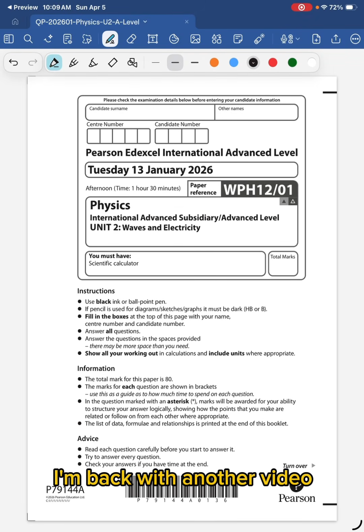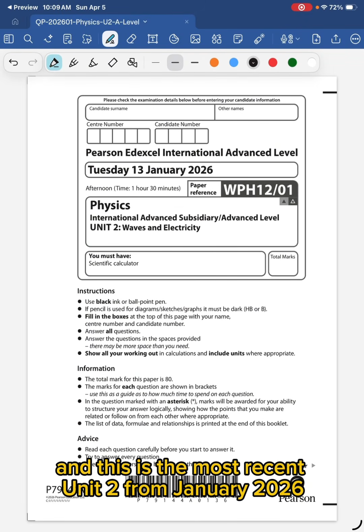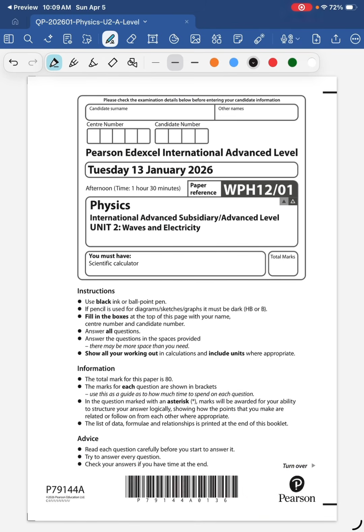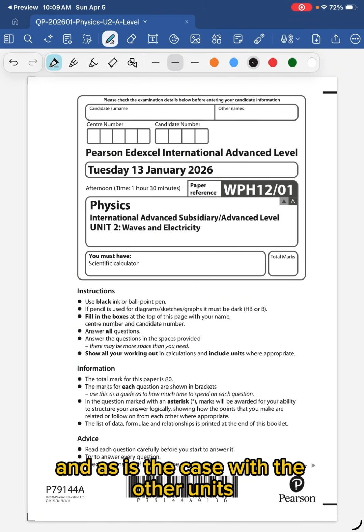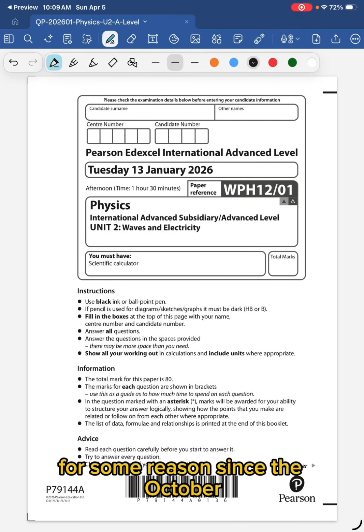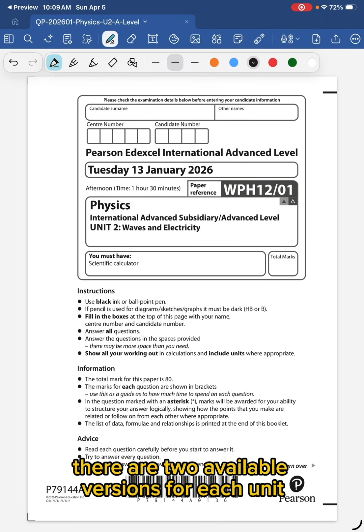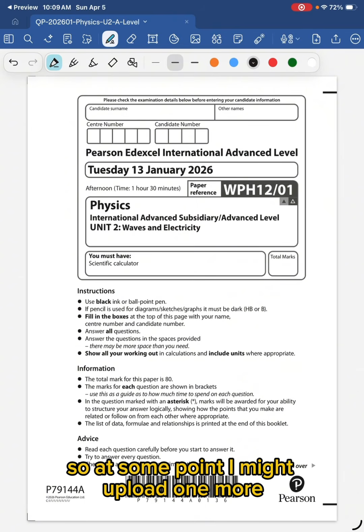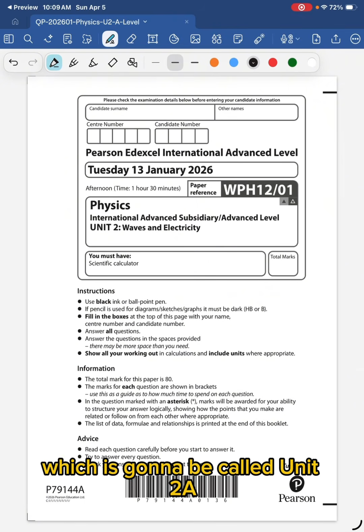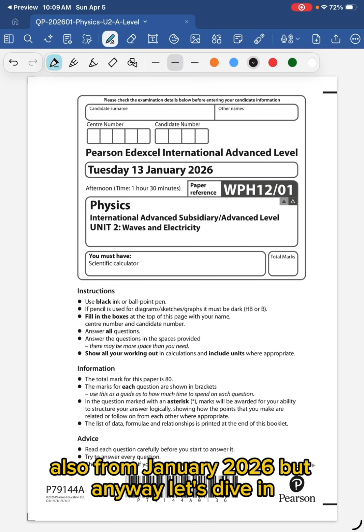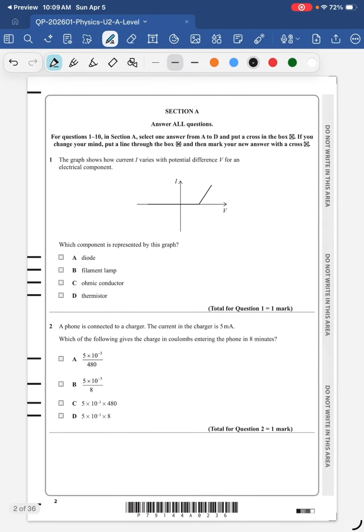Hello all, I'm back with another video, and this is the most recent Unit 2 from January 2026. As is the case with the other units, for some reason, since the October-November 2025 season, there are two available versions for each unit. So at some point, I might upload one more, which is going to be called Unit 2A, also from January 2026. But anyway, let's dive in.